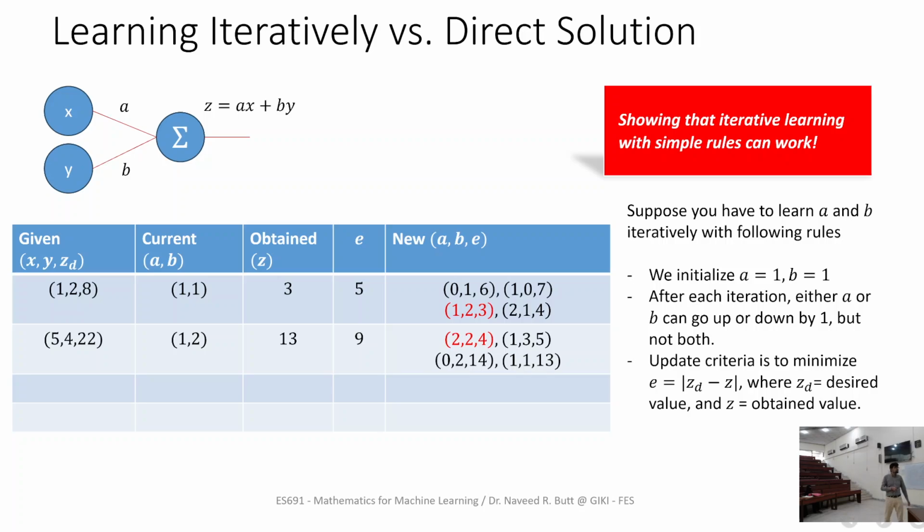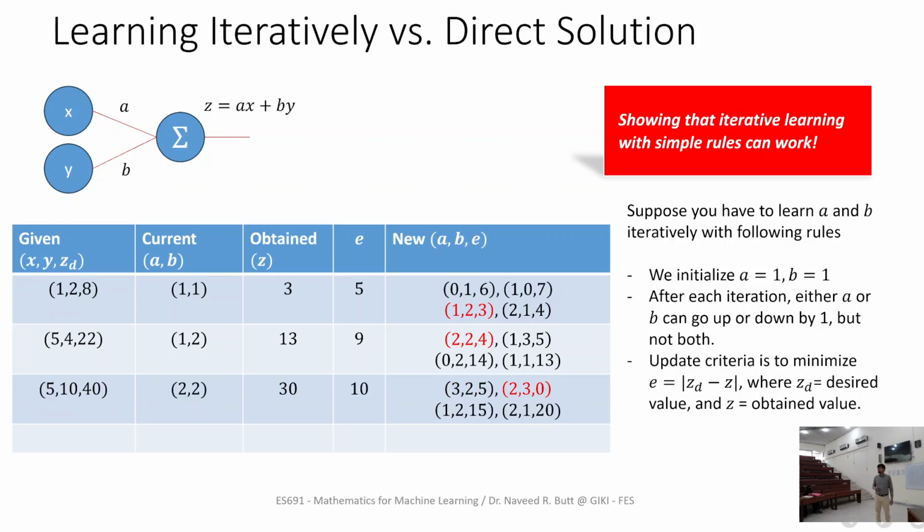How far am I from the desired? 9 points. Again, should I go up or down? What should I do? There are only 4 possibilities. Among the 4 possibilities, the best in terms of the agreed upon rule or criteria is the one in red. So it's saying that the value of a should be increased to 2.